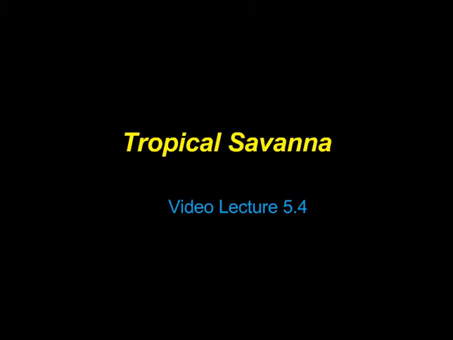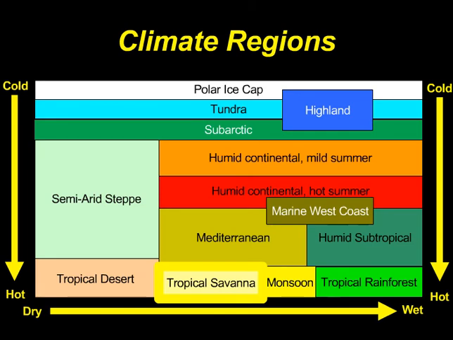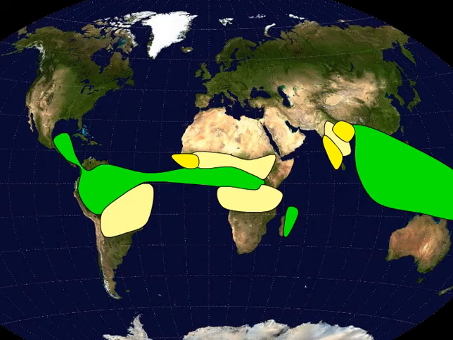Lecture 5.4, Tropical Savannah, the answer to the question that won me the 6th grade Geography Bee championship at West Grove Elementary. Just like the monsoon and tropical rainforest, it's quite hot here in the Savannah. The only difference is it's a bit drier. The areas of the world that are tropical savannas are the areas that are beige.